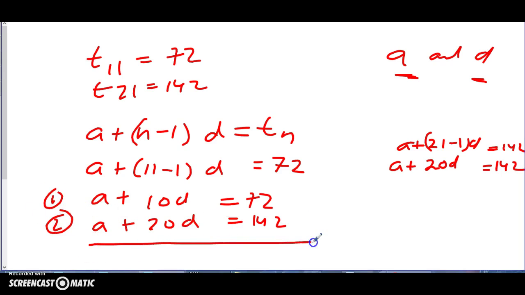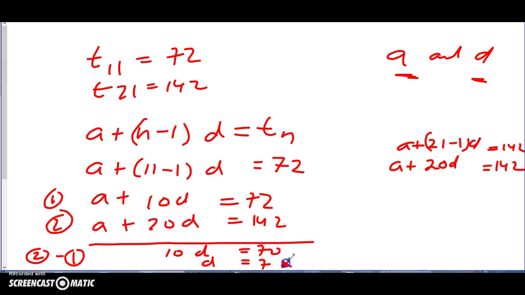Remember how to solve from grade 10? You have two equations, two unknowns. You can take equation 2 and subtract from it equation 1. So A subtract A is 0. 20D subtract 10D is 10D. 142 subtract 72 is 70. Divide each side by 10, and I get D is equal to 7.